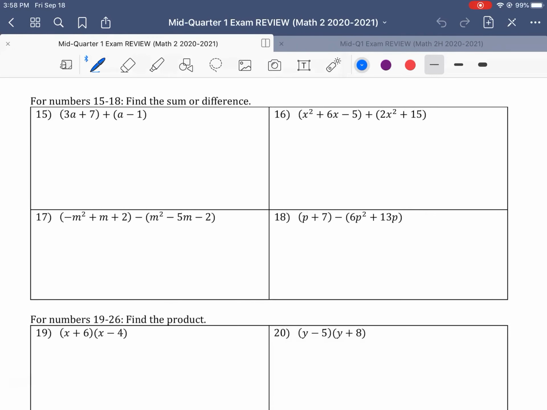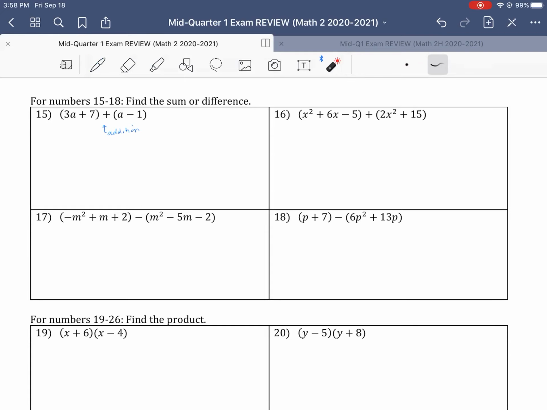All right, let's continue working through the review, starting on number 15. 15 through 18, we're asked to find the sum or difference. Remember we talked about in class that we want to make sure that we look between the polynomials and see if it's asking us to find a sum, addition, or difference, which is subtraction. On the test, it won't tell you specifically which is which, so we just need to identify that by looking there in the middle. So this one would be addition.